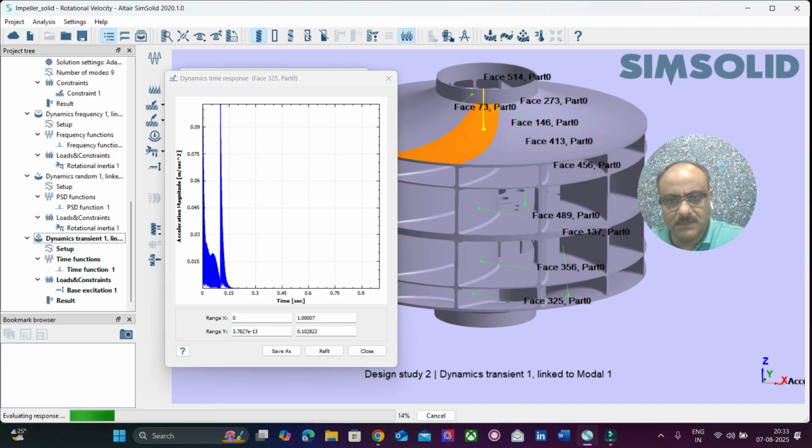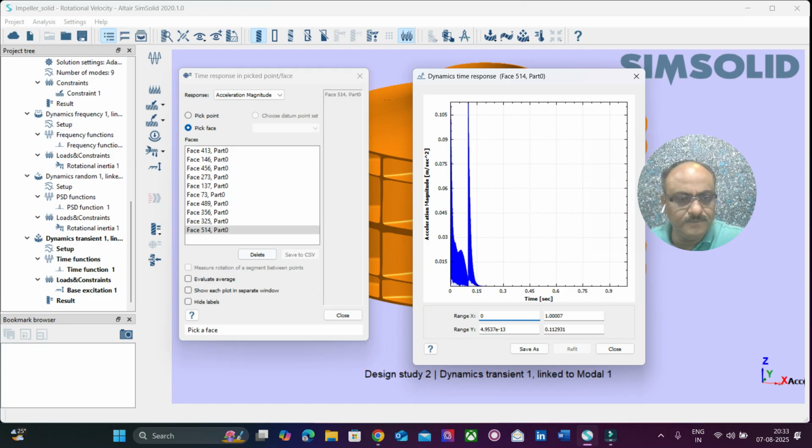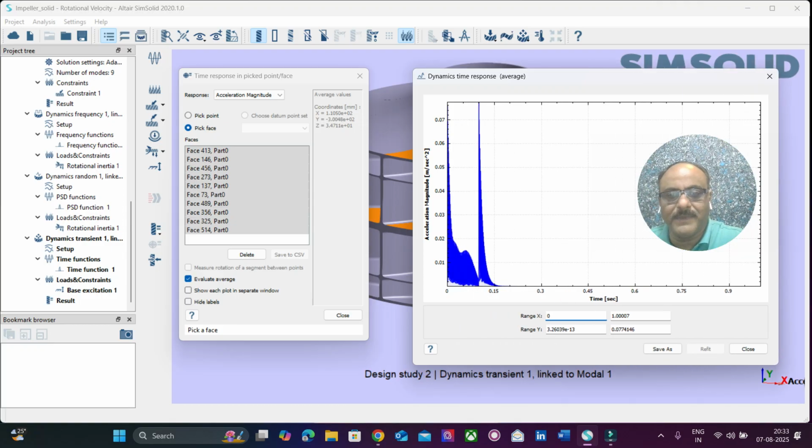Okay, let's consider the top shroud. Okay, so now let's evaluate the average. Now the average of the entire structure, we are able to find the peak frequencies are here, and we know that this is the excitation. This is the excitation, and because of the damping factors, the 0.03 is the modal damping factor which we have imparted to the structure, and now that modal damping is trying to dampen down the material damping. This is called the material damping.